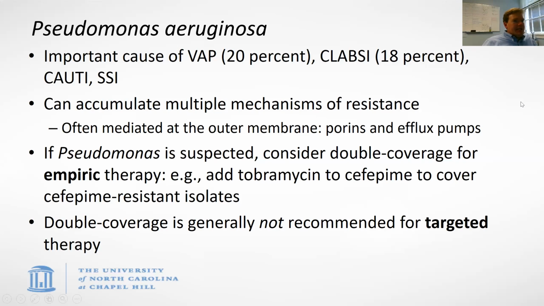If Pseudomonas is suspected, we do consider double coverage for empiric therapy. So let's say you think your patient has ventilator-associated pneumonia. You might do vancomycin to cover MRSA. You might do cefepime to cover Enterobacter and E. coli and all those, and Pseudomonas. But if you think they're really at high risk, you actually might also add a second antibiotic in case you've got a resistant Pseudomonas.